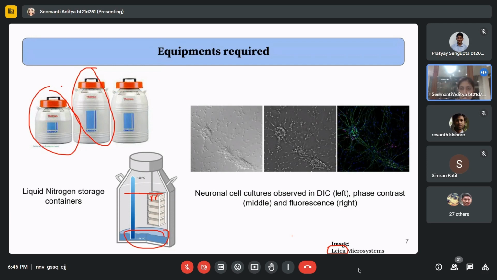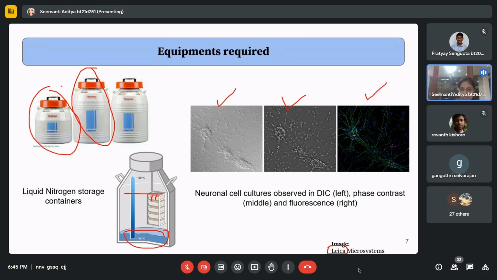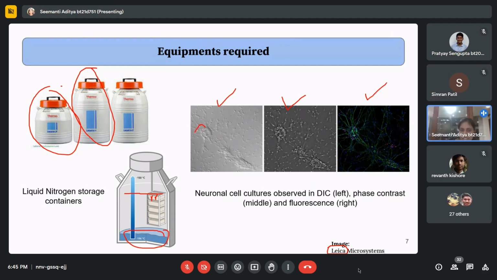We also have an Olympus microscope. This microscope has features so that it can detect cells in the DIC mode, in the phase contrast mode, and in the fluorescence mode. The difference between DIC and phase contrast is that DIC will give you a 3D-like picture. You can see the cells a little bulged up, so it gives a 3D-like image, and you can see the thickness of the cells.